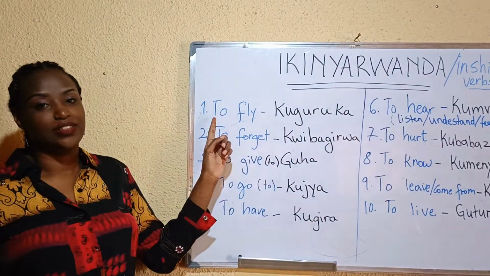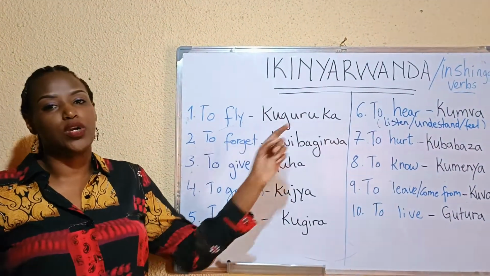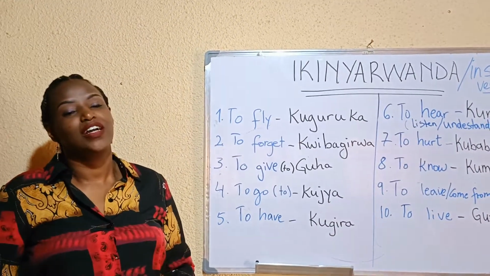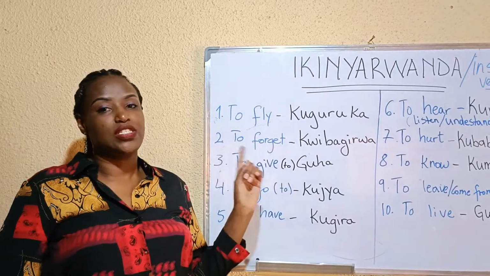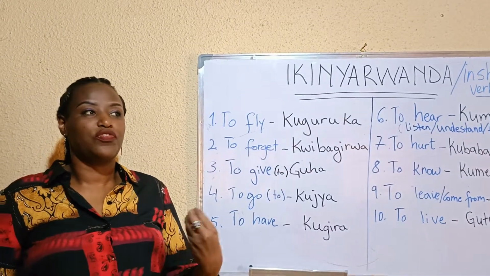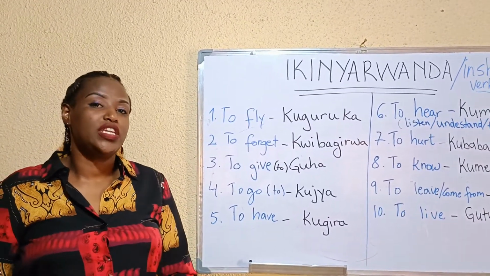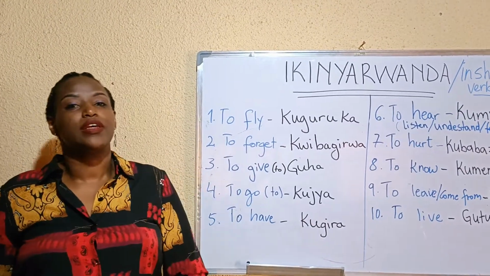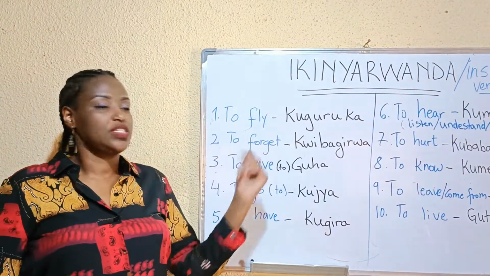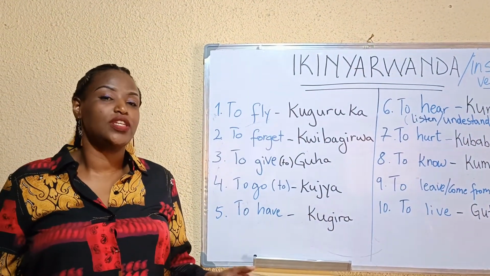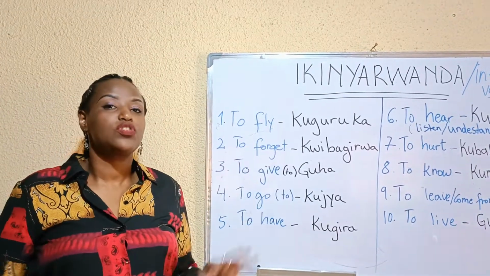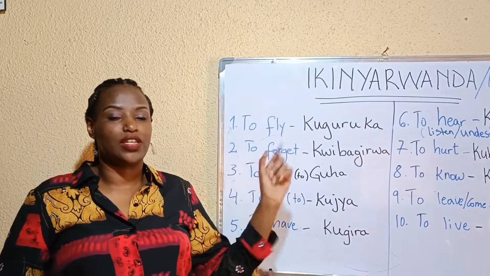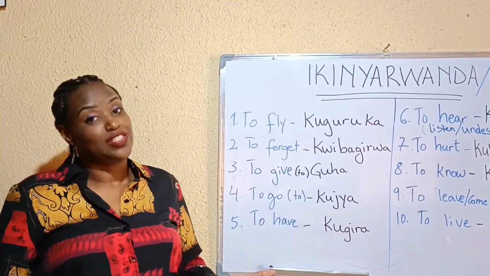The first one, to fly. Kuguruka. We don't use this kuguruka when you talk about flying with a plane, because I know in English you say to fly if you mean you are traveling with a plane. So we only use this for birds, inyoni, for the animals that are flying. So we use this only for animals, not for people, unless you can really fly.